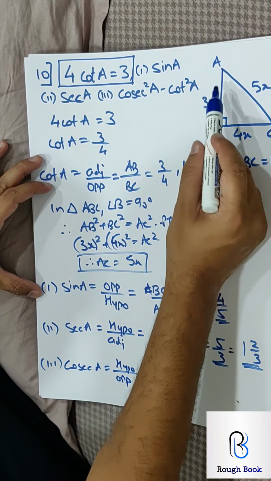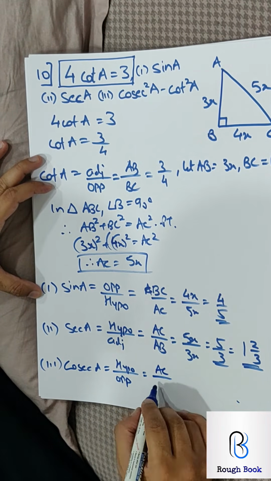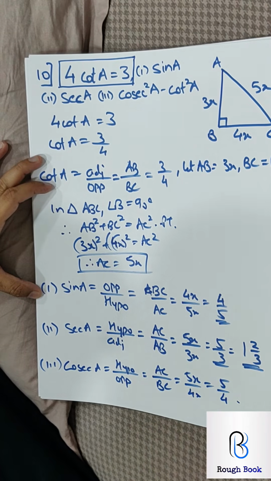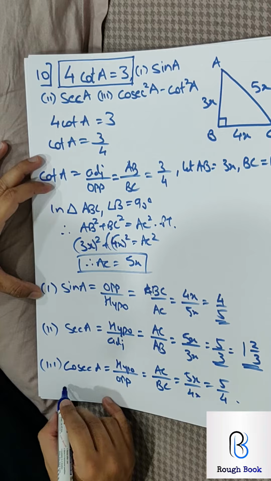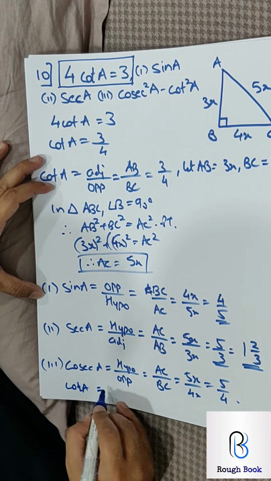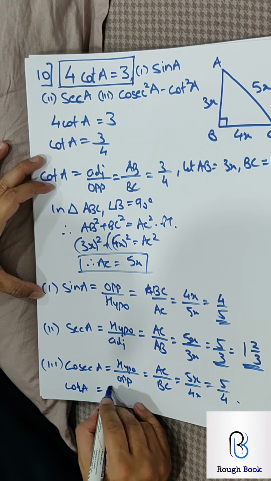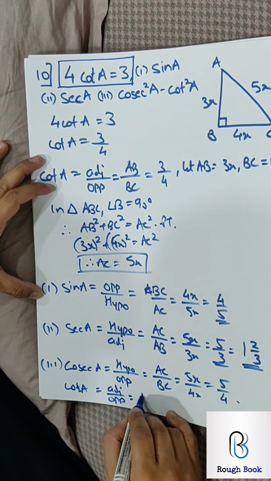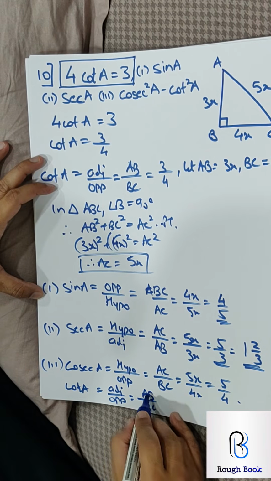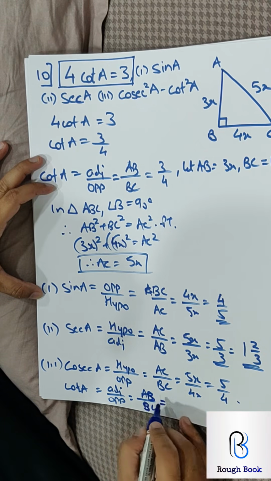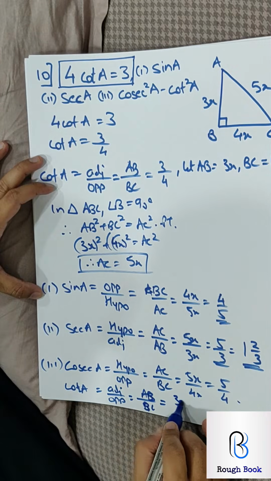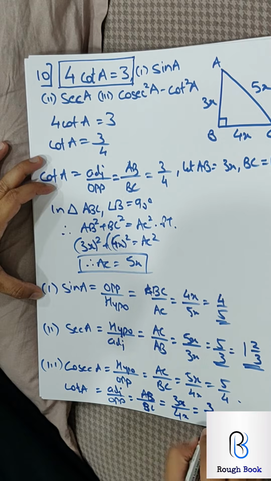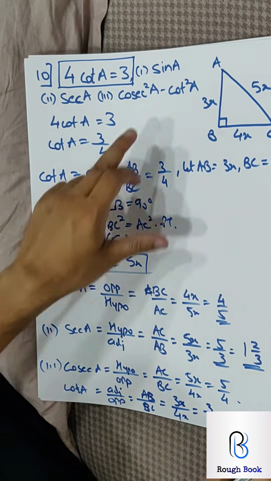So hypotenuse AC, and opposite BC. So 5x by 4x, 5 by 4. Now cot A. Let me find cot A here. So cot A is what? Adjacent upon opposite. So for A, adjacent is AB and opposite is BC. So adjacent is 3x and opposite is 4x. So 3 by 4. I'll have to substitute both of these in this equation.